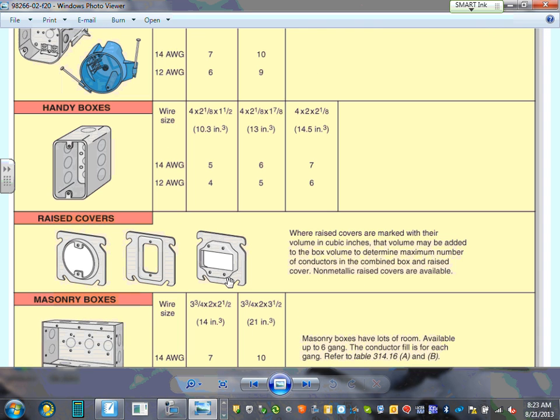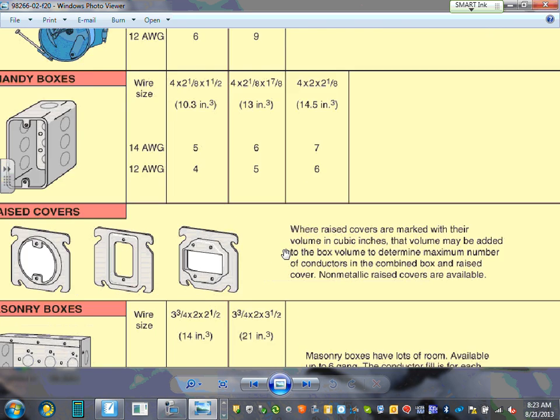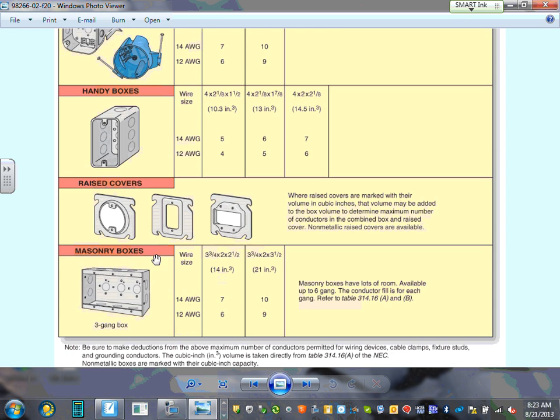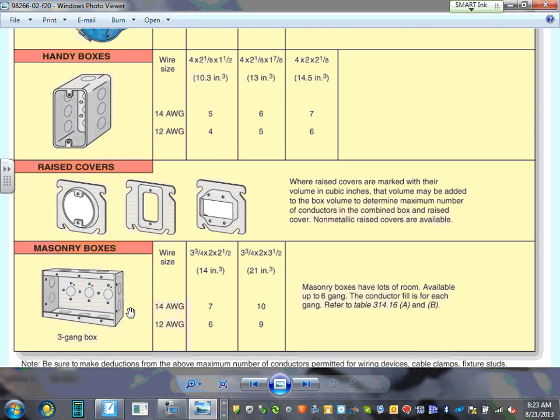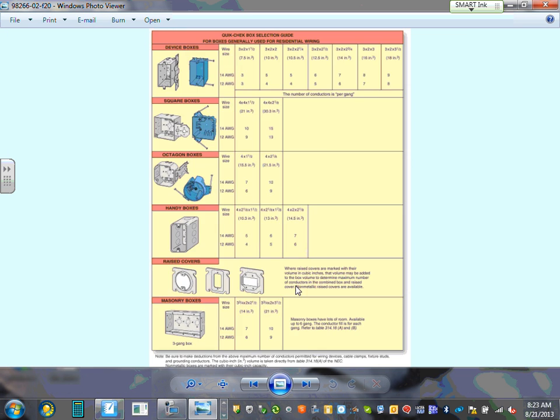Okay, any comments, guys, about these? Comments? Raised cover will give you more if you put raised cover. Masonry boxes also give you how many conductors if you bring them in the masonry boxes. And masonry boxes have lots of room available, up to 6 gangs and so forth. So this will give you the box fill calculation that I'm going to do shortly.